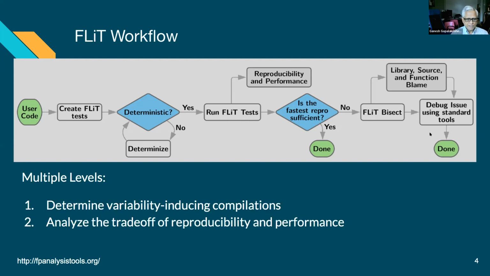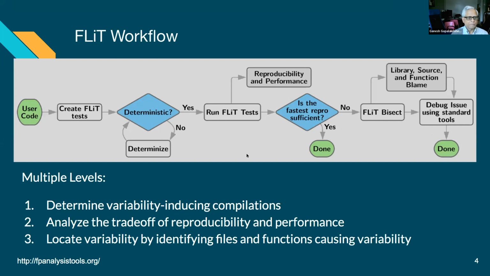So this is the higher level setup for the tool. Determine the variability inducing compilations, analyze the trade-offs, locate the variability by identifying files and functions. So part of this tutorial will be presentation of the higher level ideas. And at some point, we'll be inviting you onto the Amazon instance where you can go to a specific directory. And luckily for us, there will be shell scripts waiting for you. You'll be simply typing in step 01 and then watch what happens, step 02, like that. And I'll try to move you along as to what these steps are doing.